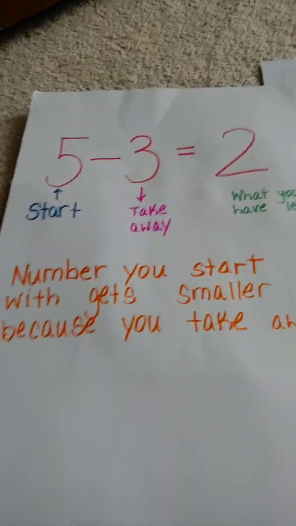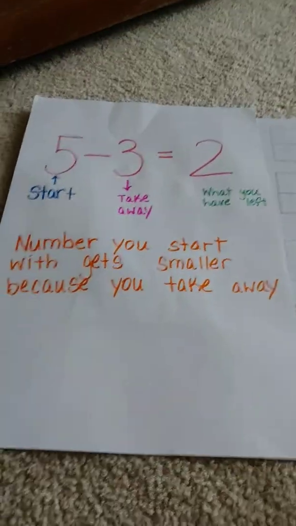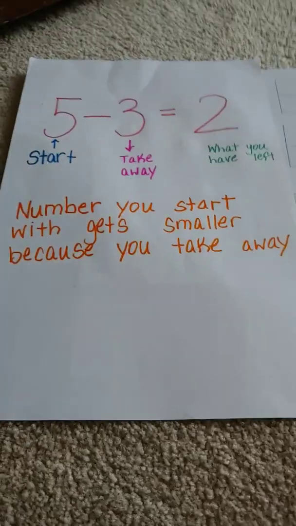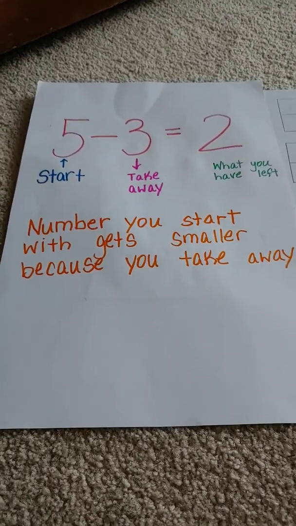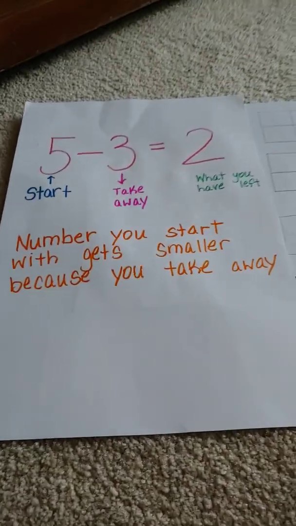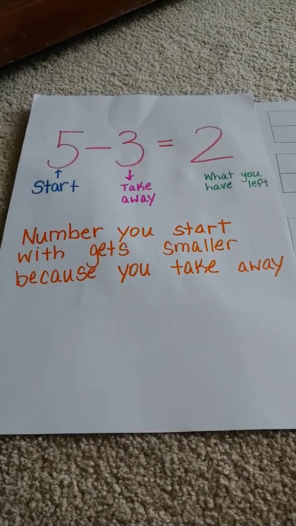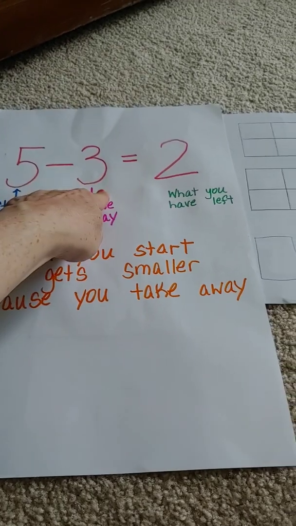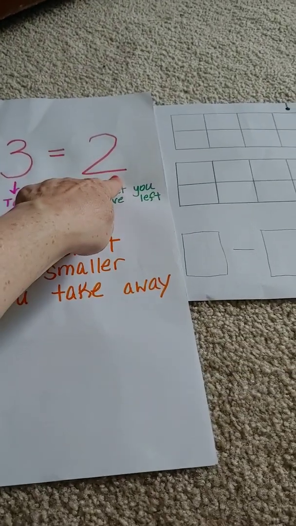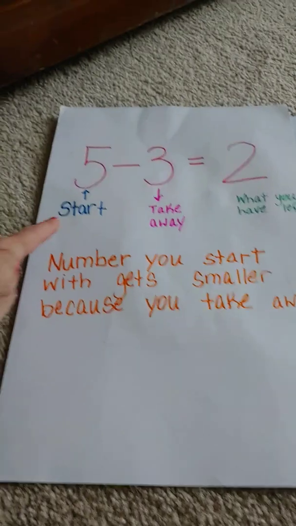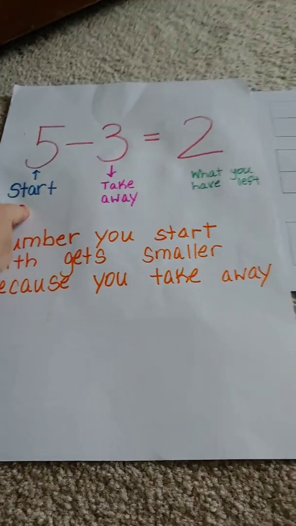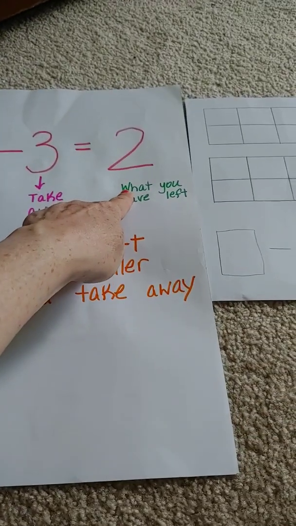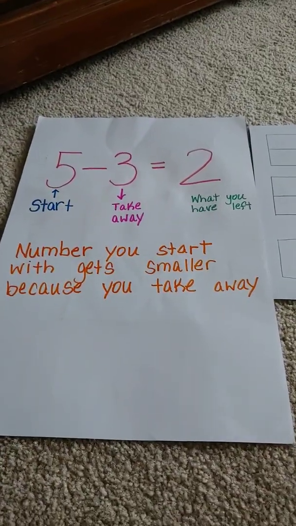Alright, so now we're going to do our subtraction lesson, our second lesson for today. So I wrote the number you start with gets smaller because you take away. So I have this problem, 5 minus 3 equals 2. So 5 is the number you start with. 3 is the number you're taking away. 2 is what you have left.